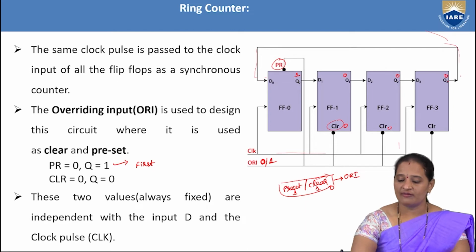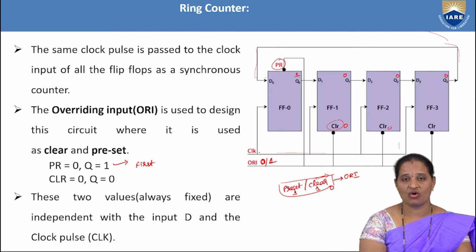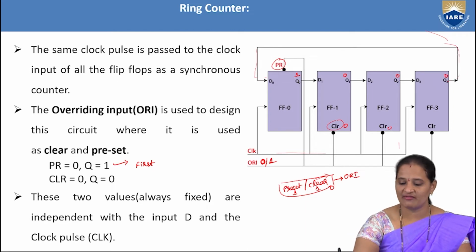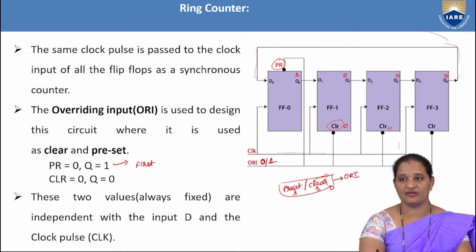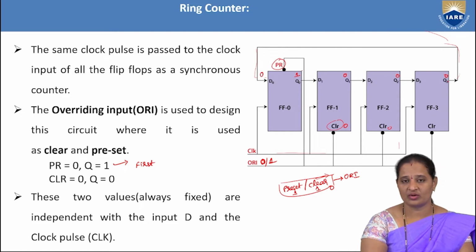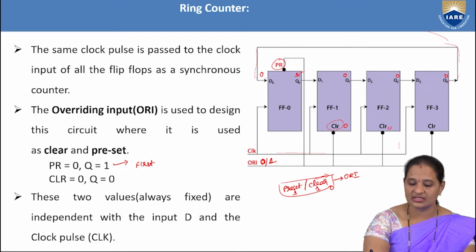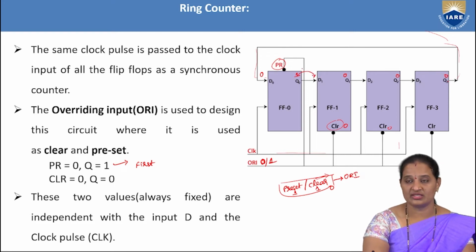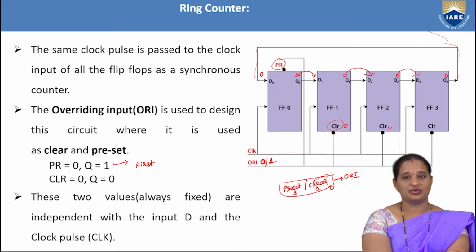Now, during the first clock pulse, what happens? As we have a feedback from the last flip-flop to the first flip-flop, this 0 will come and be applied here. First let us talk about the inputs. This 1 is given as input to this one, this 0 is given as input to this one, and this 0 is given as input to this one.